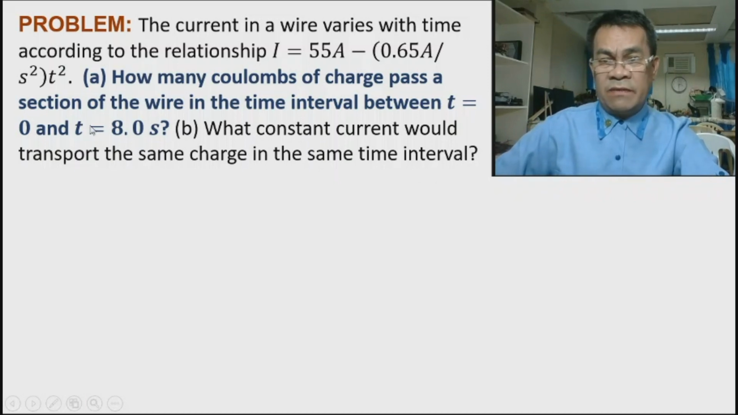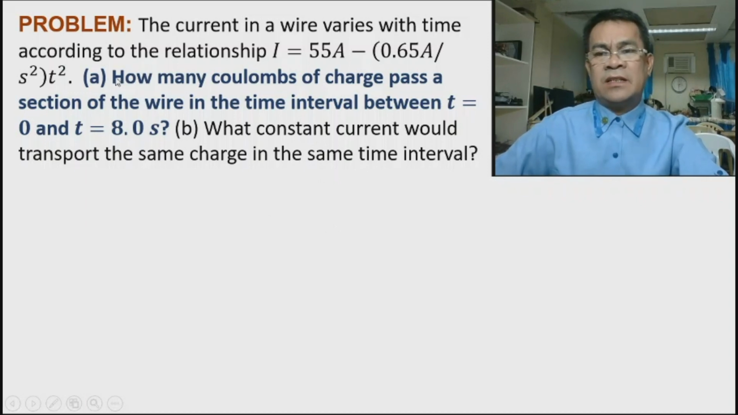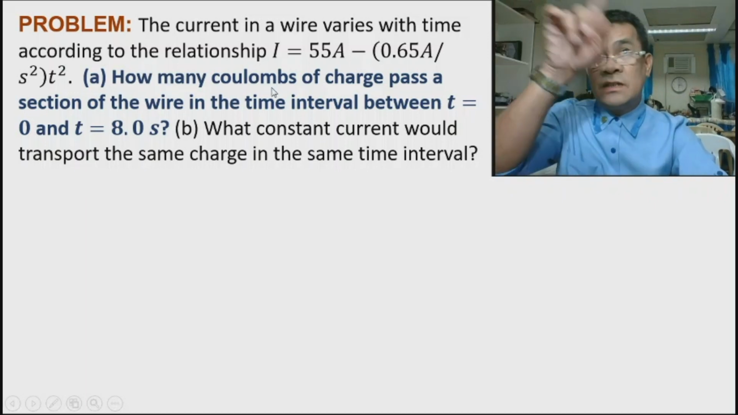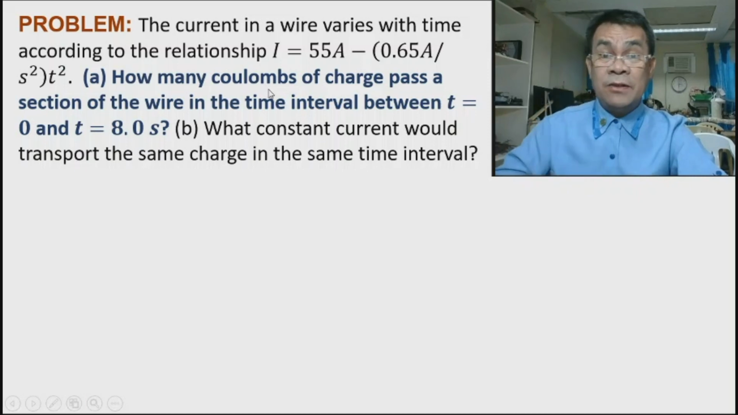Using this interval, how much is the steady state current if you consider the same interval? So, we will answer first the letter A. How many coulombs? The question of how many means, what is Q? What is big letter Q?